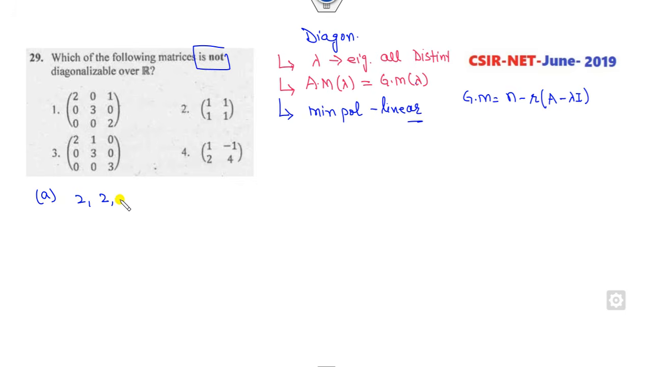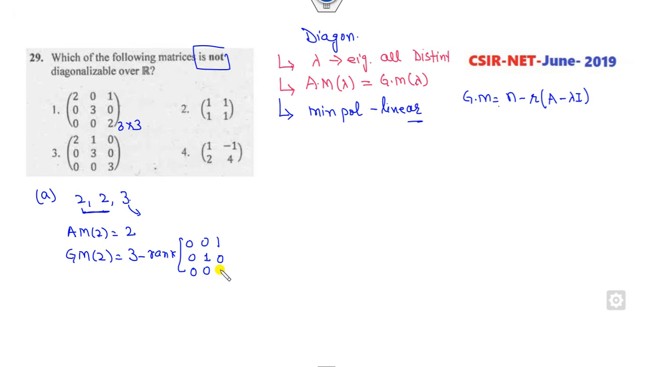2, 2 and 3. These are not all distinct, and the algebraic multiplicity of 2 is 2 times. How can you find the geometric multiplicity? Here the dimension is 3 by 3, so 3 minus rank of A minus lambda I, with lambda equal to 2. So A minus 2I is 0, 0, 1, 0, 1, 0, 0, 0, 2. What is the rank of this?